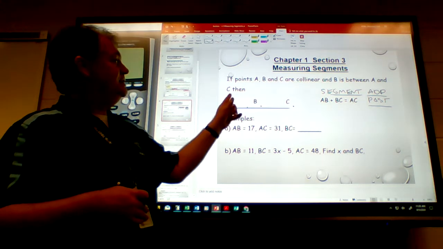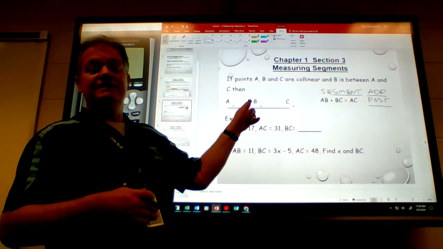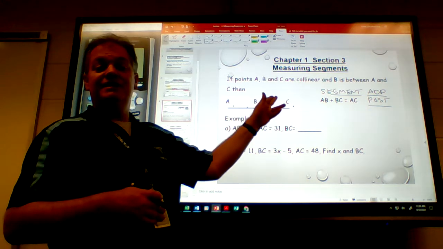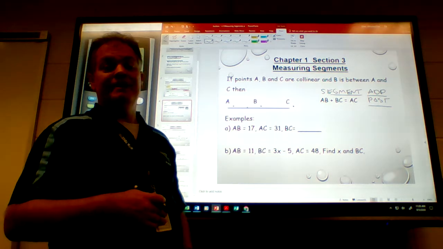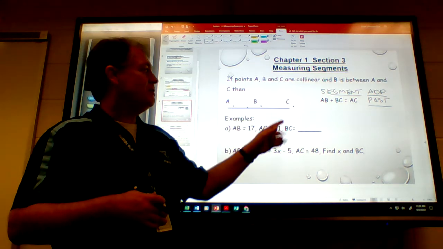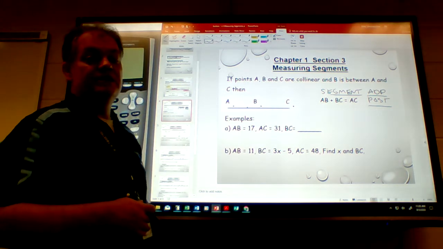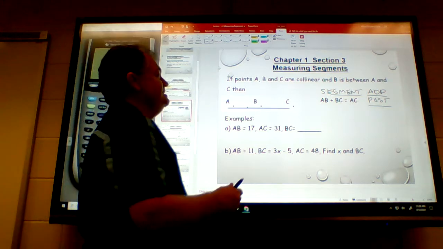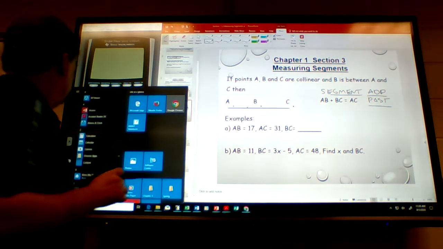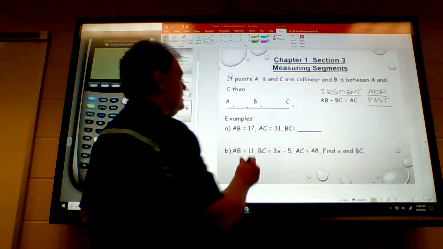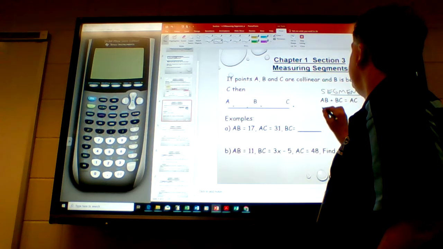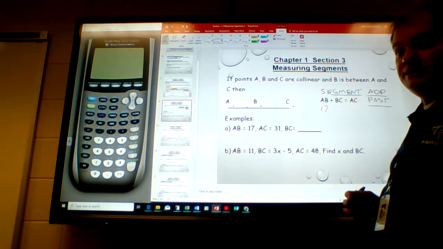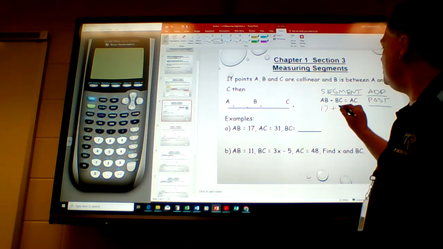But it says the distance from A to B, this segment, plus the segment distance from B to C equals the length of the whole segment. So basically, this part plus this part equals the whole thing. So in other words, if I say that AB, which I'm told is 17, I'll write it down here. BC, we don't know. We're going to call that X.